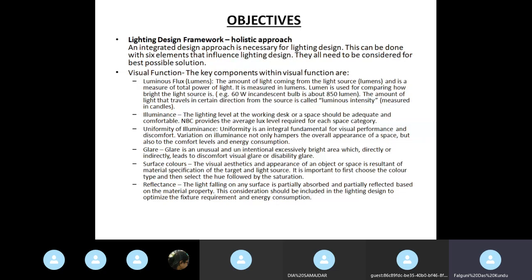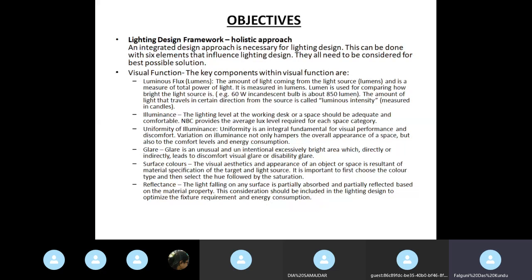What is lumen? Lumen is used for comparing how bright the light source is. That means the 60-watt incandescent bulb has a lumen of about 815. The amount of light that travels in a certain direction from the source is called the luminous intensity, which is measured in candles or candela. Next term is the luminance.